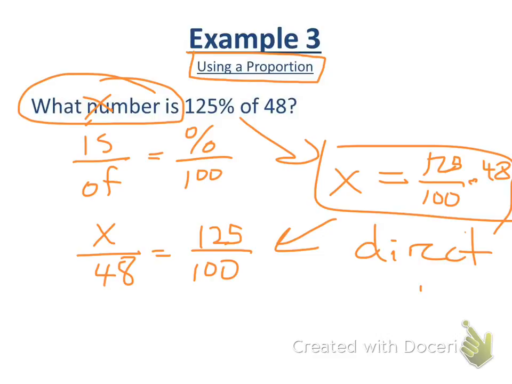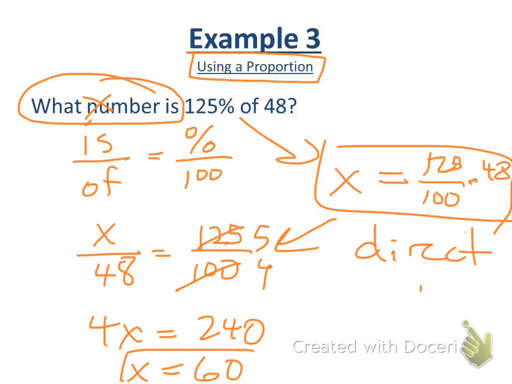Did the girls tell us what is over of? Yes. Okay, just making sure. All right, so then we would solve that, right? We could change this to 5/4. Cross multiply, and you get 4x equals 5 times 48, that's 240. Divide both sides by 4, x equals 60.